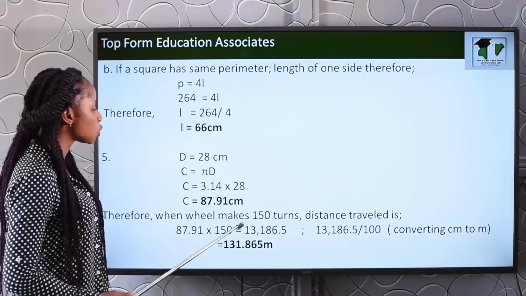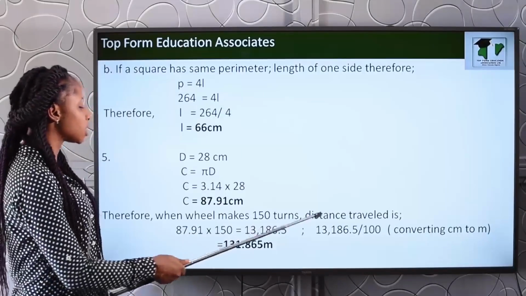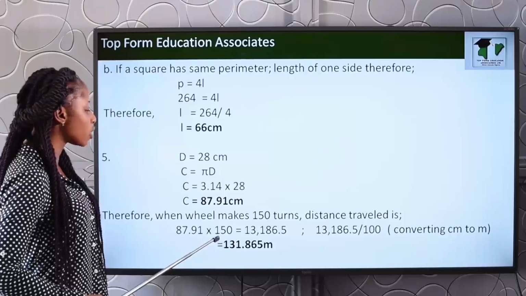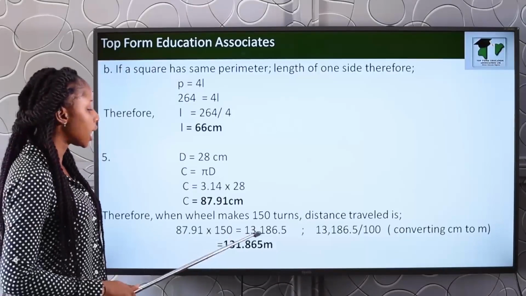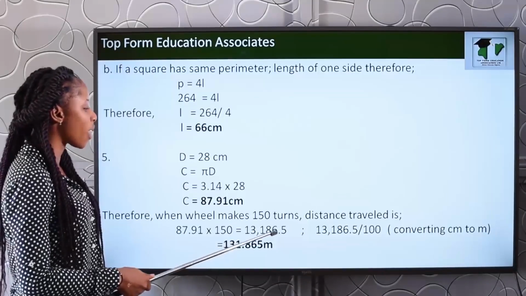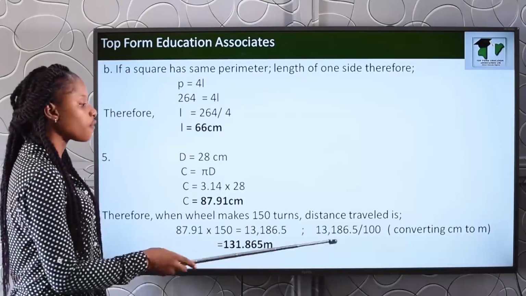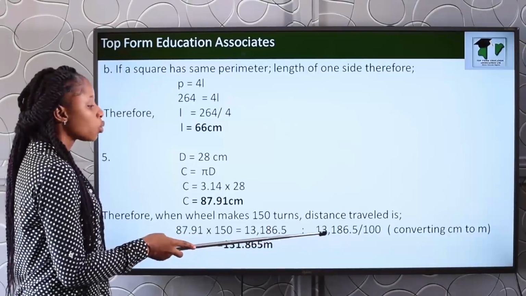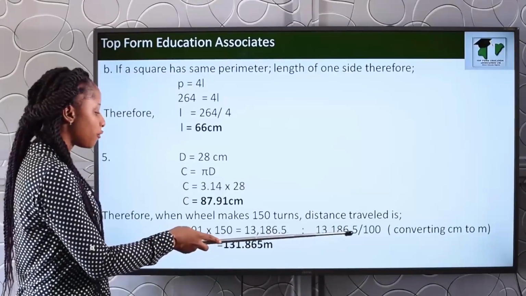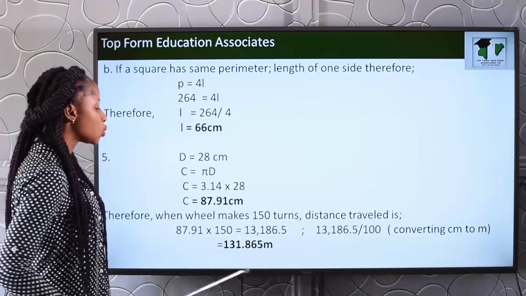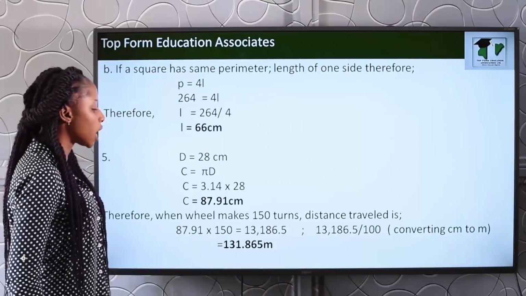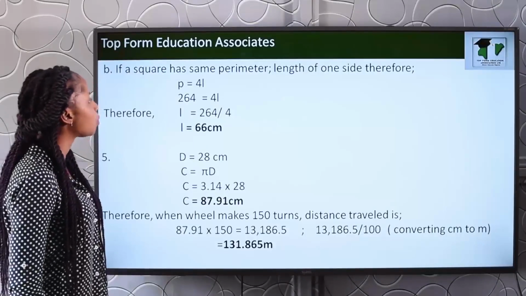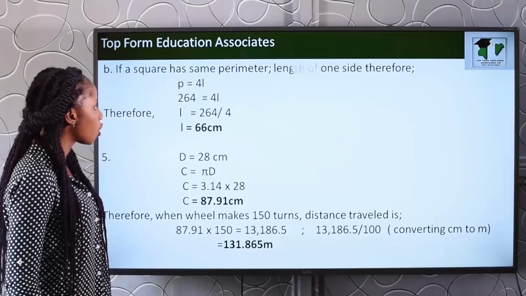Now, when the wheel makes 150 turns, the distance traveled is this circumference multiplied by 150 turns. Okay, and this is our answer. Remember, we have to leave our answer in meters. So in converting centimeters to meters, we divide by 100. So 13,186.5 divided by 100 is 131.865 meters. I hope you got that correctly. If you got it correctly, put your hands together for yourself.